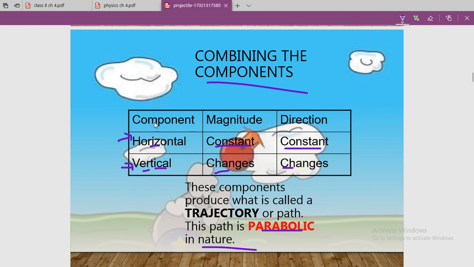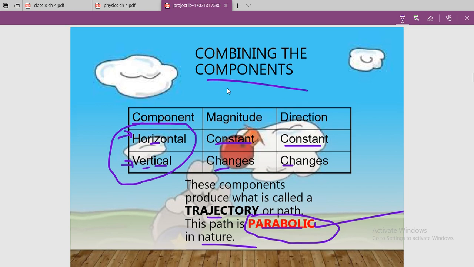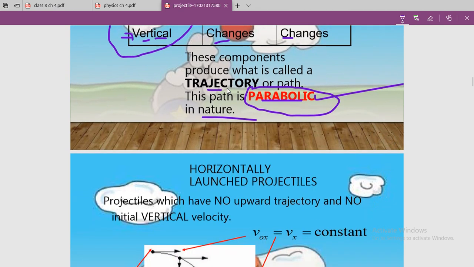The combination of these two components of velocity vectors together produces the trajectory of the projectile, and that trajectory is found to be a parabola, or you can say parabolic in nature. So this is about projectile motion.